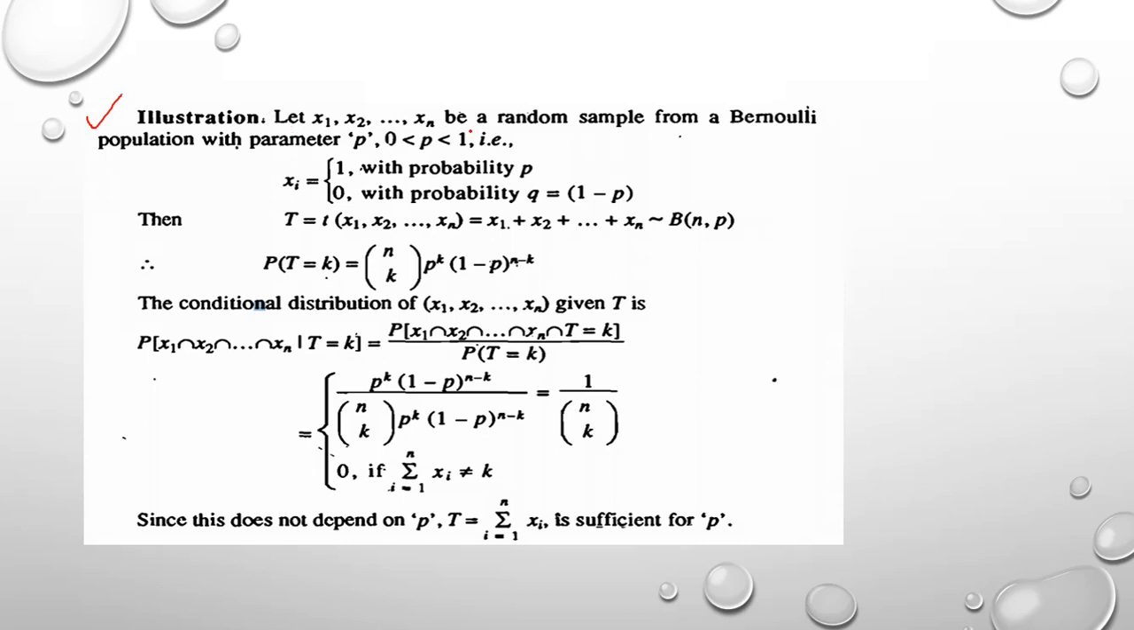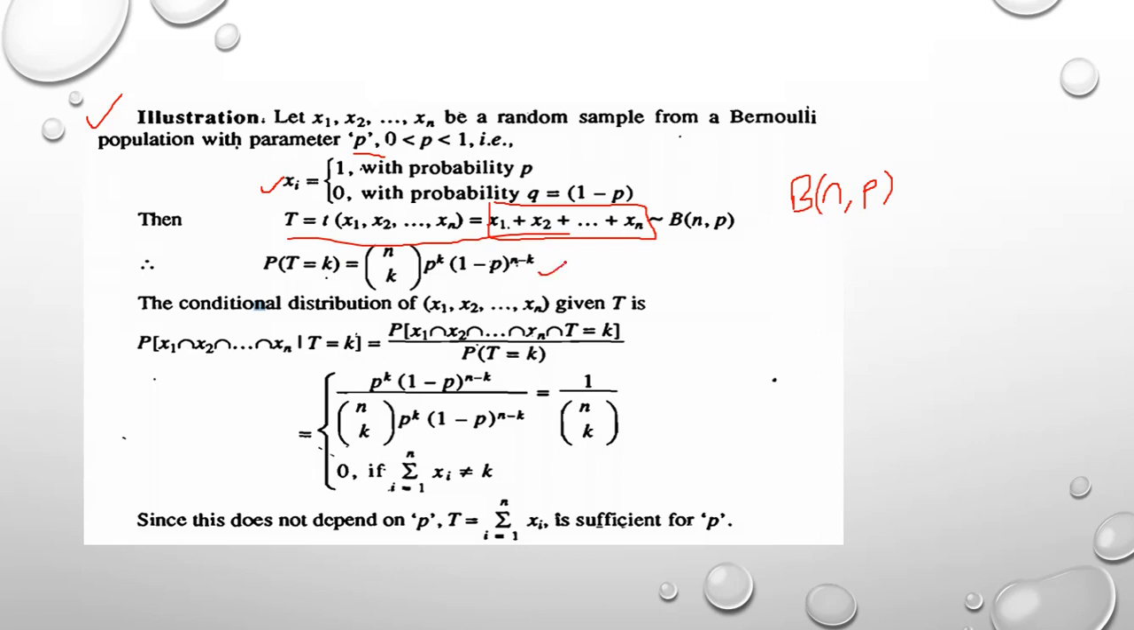Let x1, x2, and so on up to xn be a random sample from a Bernoulli population with parameter p. You all know that p lies between 0 and 1. Here xi is 1 for success and 0 for failure. I am taking one test statistic t of x1, x2, and so on, where my statistic is x1 plus x2 plus and so on up to xn. We all know that the sum of Bernoulli variates follows a binomial distribution with parameters n and p. This is the PMF of the binomial distribution.